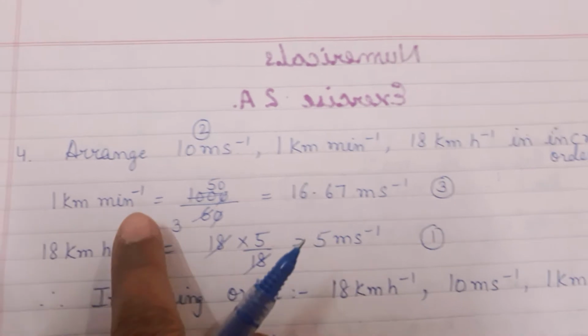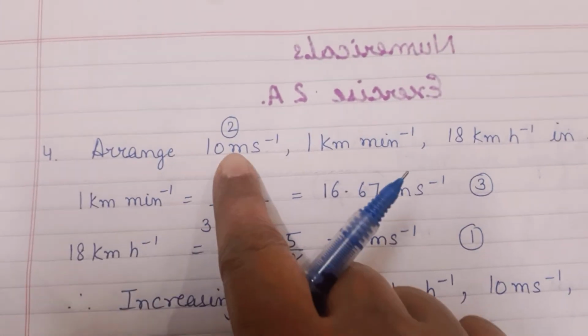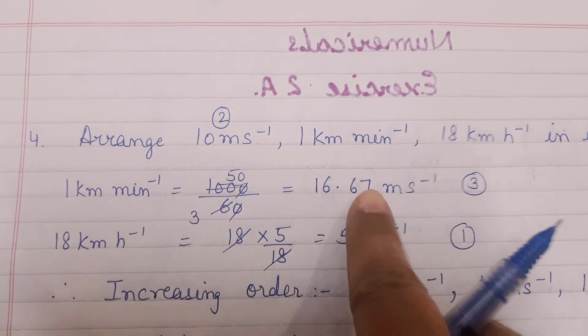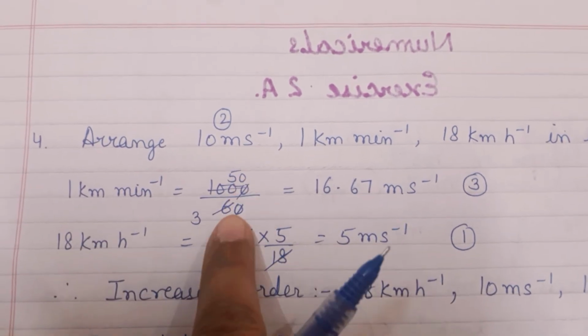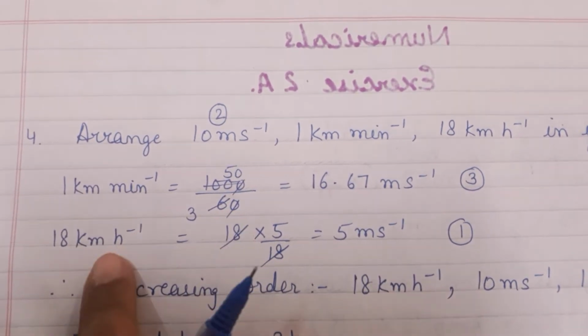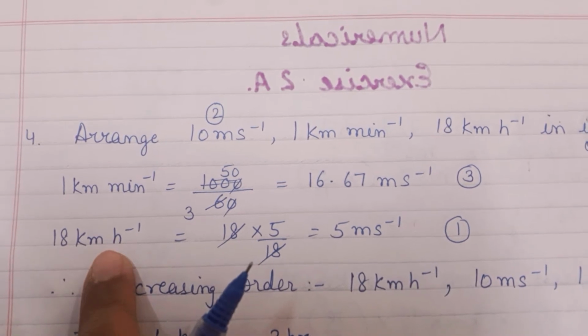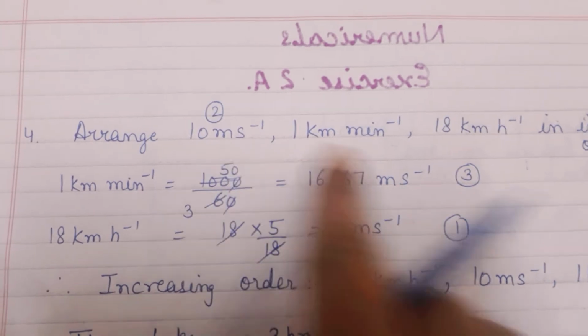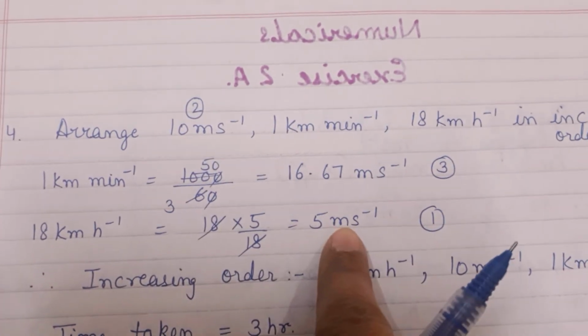So what have I done? This one is already in meter per second. I have changed kilometer per minute to meter per second by multiplying by 1000 and dividing by 60. Similarly, I have converted kilometer per hour to meter per second by multiplying by 5 by 18, and I get three answers. Now I have to arrange them in increasing order.